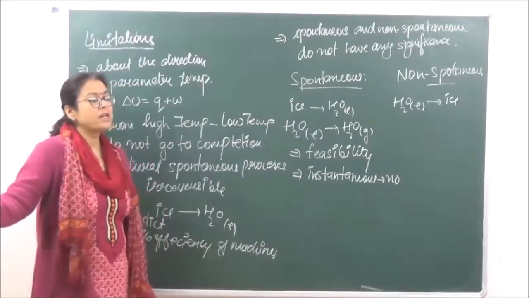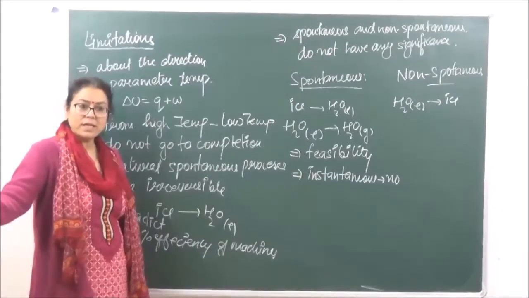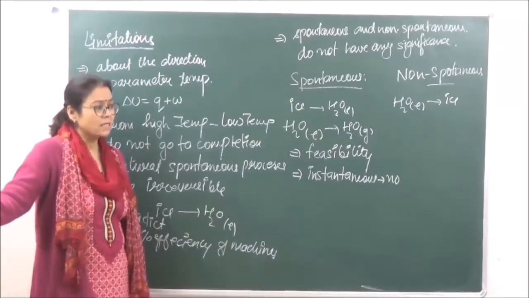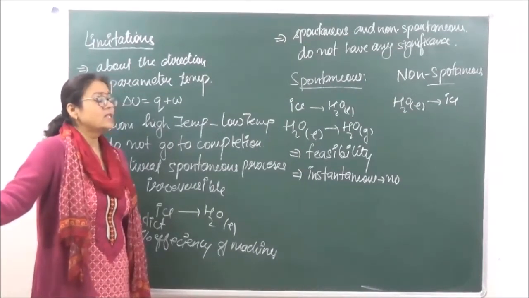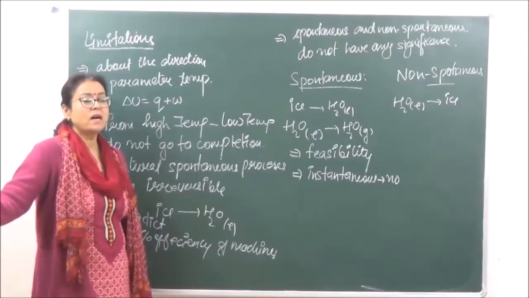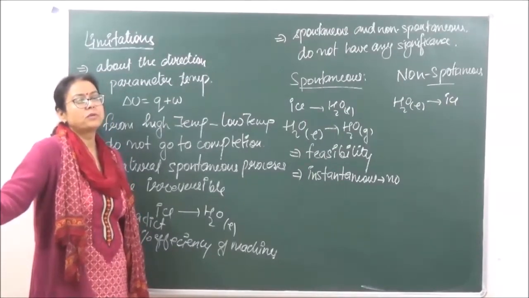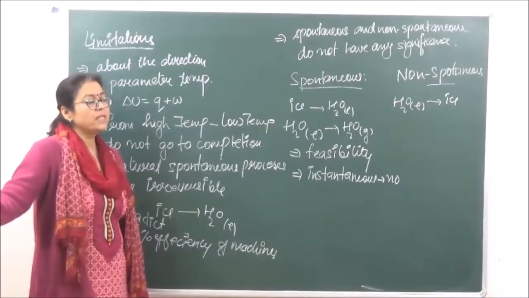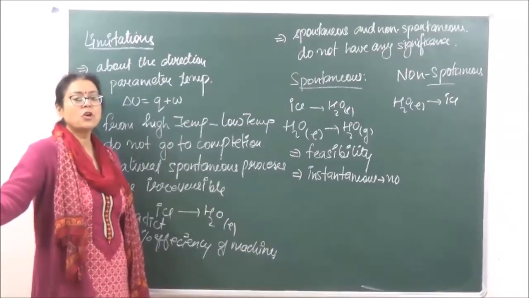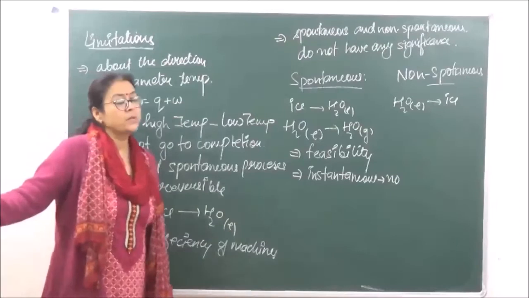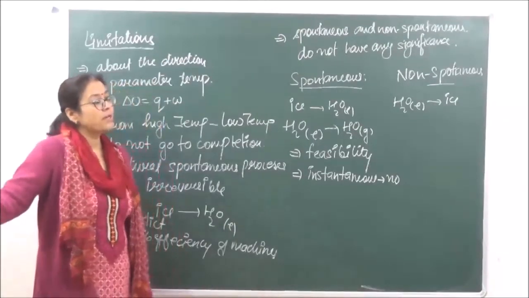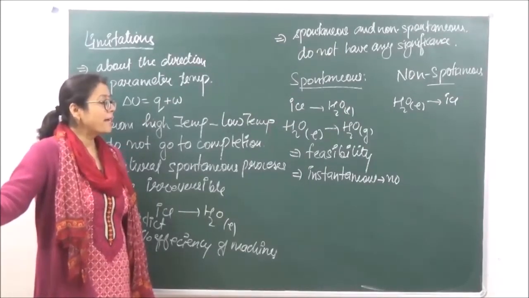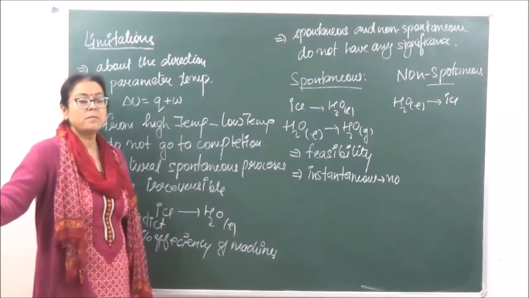For example, rusting of iron is a spontaneous process, but it might take a few months to a few years for the iron to rust. Similarly, we've taken wood, and unless we initiate it, unless we set it on fire, it is not going to burn. Once it is initiated, it will keep on burning. So that is also a spontaneous process, but it is not an instantaneous process. It is a slow process. But there might be certain examples in which the processes may be instantaneous.